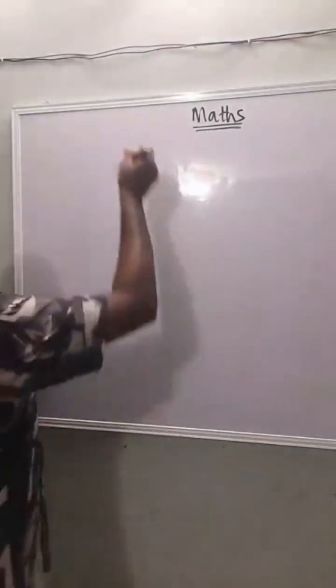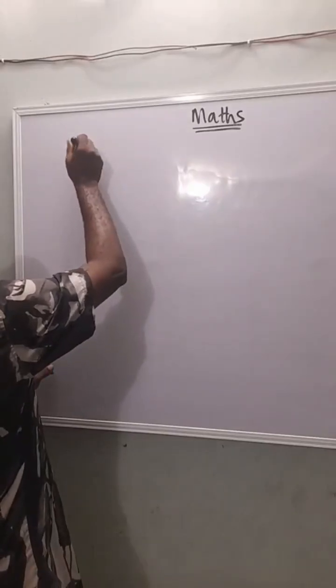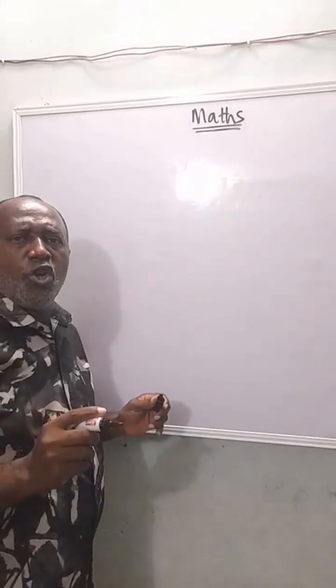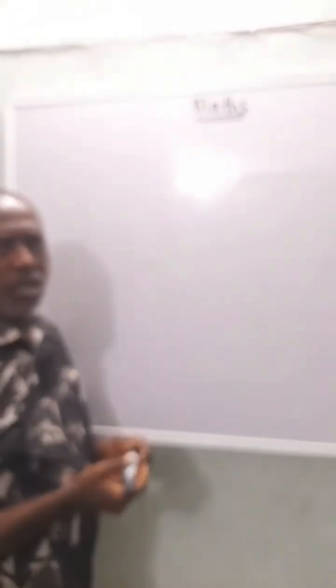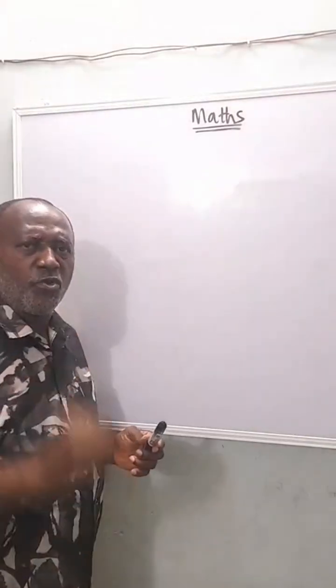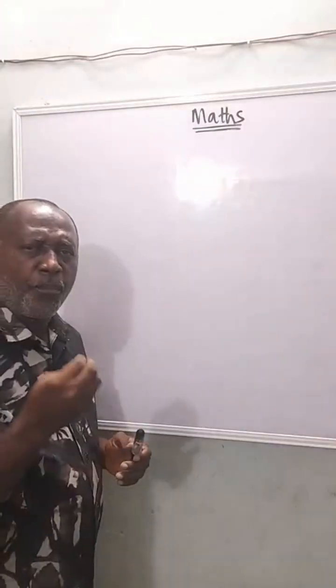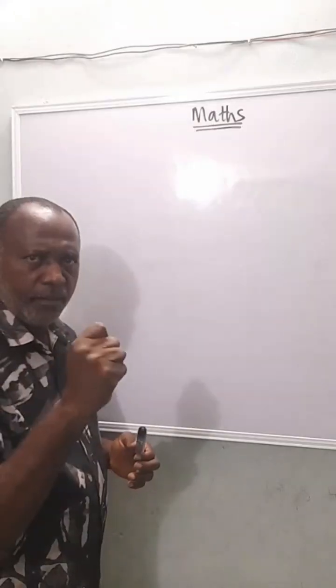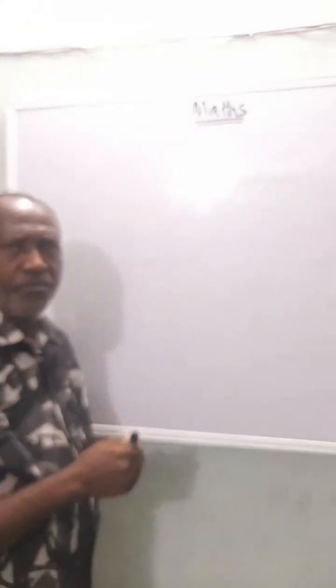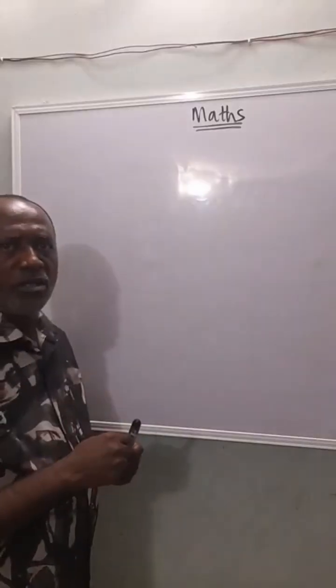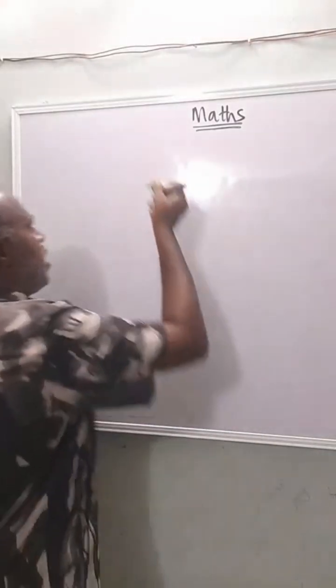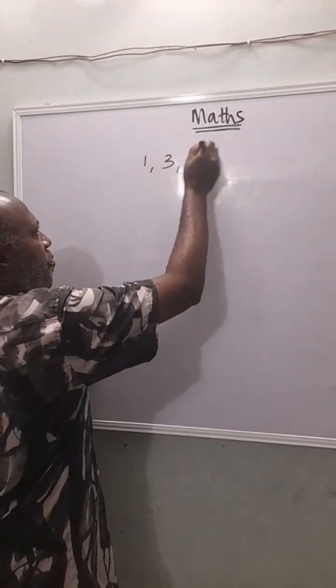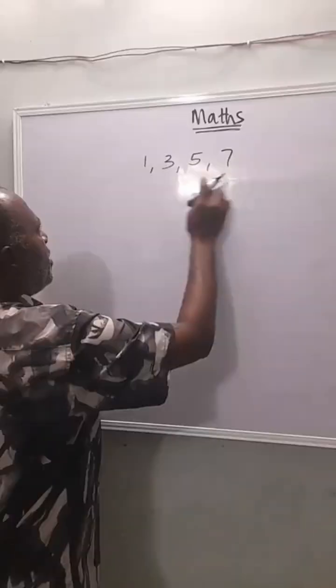Without wasting much of our time, when we talk about odd numbers, they are numbers not divisible by 2. Any number that is not divisible by 2 represents an odd number. And here we are talking about positive odd numbers. Examples of odd numbers are 1, 3, 5, 7, 9, and so on. If you look at these numbers, there's a difference of 2.